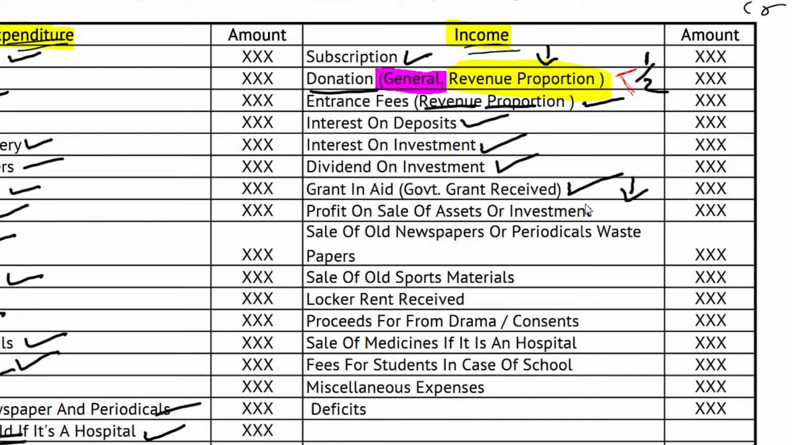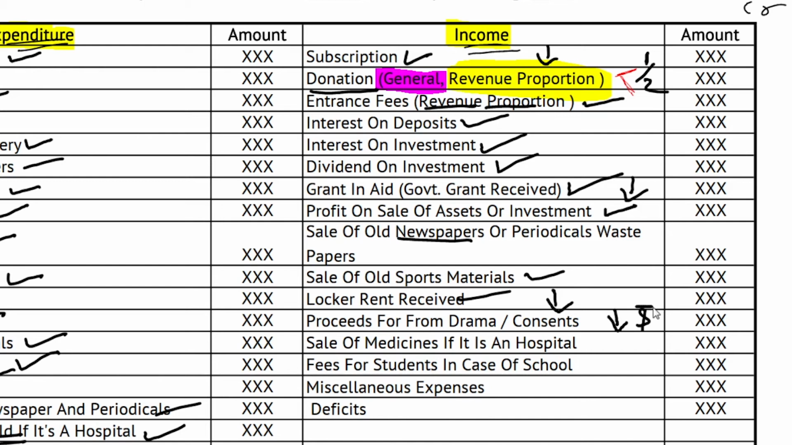Next is profit on sale of assets. If you are getting profit when you are selling assets or investments, you will be recording it on the income side because that's an income. If you are selling old sports materials in order to buy new sports material, that will be recorded here because that's an income. You are just reselling the old sports material. Next is locker rent. They'll mention in the question locker rent paid or locker rent received. Locker rent paid is nothing but an expenditure, received is an income, so you'll be recording it as income. Next is proceeds from drama or concert. If you are performing any drama or concert and you are getting income from that, it will be recorded here.